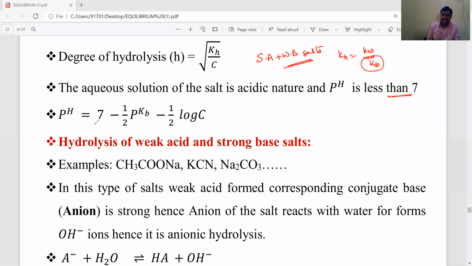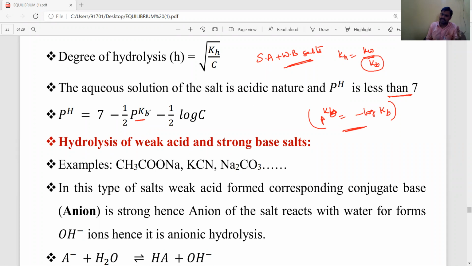You have to remember, that's why 7 minus half pKb of pKb. The Kb value they will give. Then how to calculate pKb, dear students? pKb formula is equal to minus log Kb. Okay, like pH is equal to minus log H plus ion concentration, the same way, pKb is equal to minus log Kb.